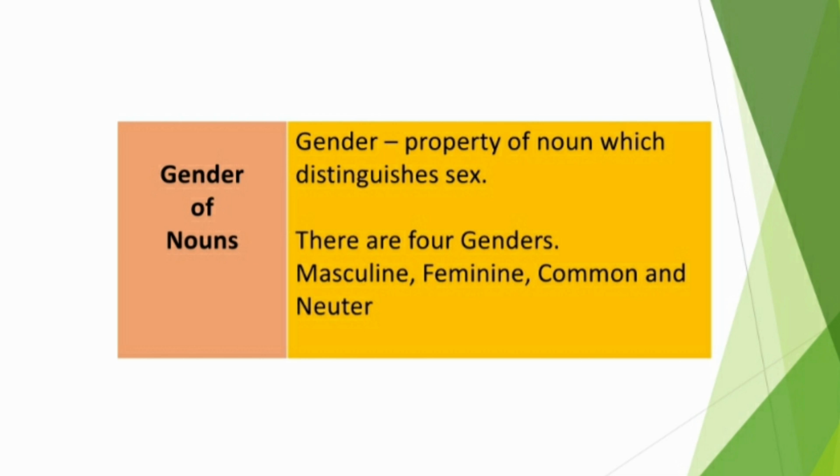When we say masculine, these are for males only. When we say feminine, these are for females. When we say neuter, nouns without sex. When we say common, either male or female. This noun is either male or female.